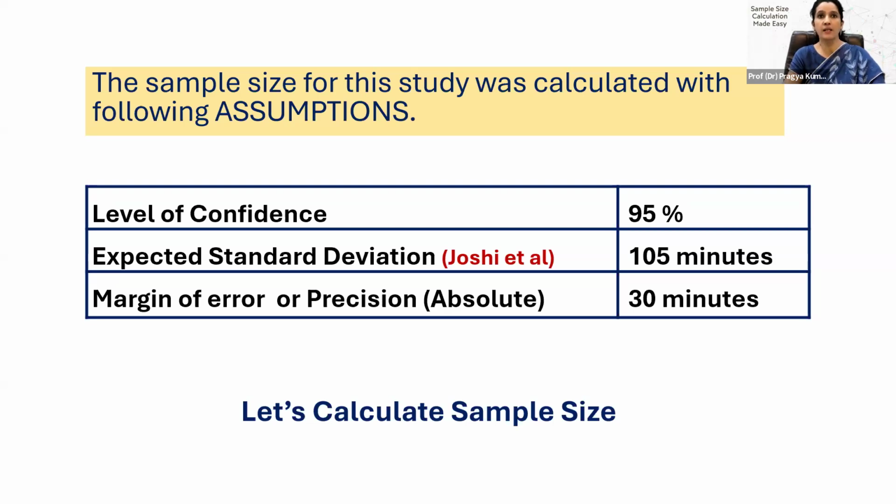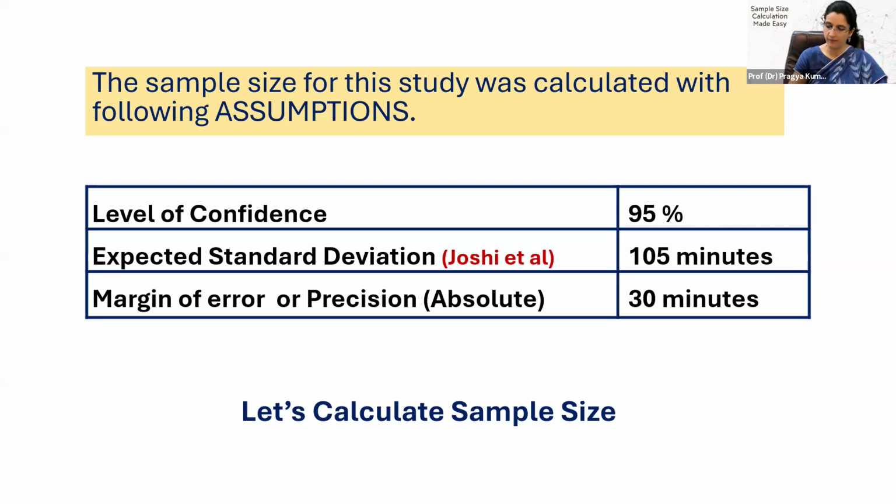Now, how to decide the margin of precision? Because here you don't have a percent. Like in case of a proportion, what did we used to do? We used to take 5% as the absolute margin of error. And in case of a relative margin, we used to take from 5 to 20%. But here you have to take it from your clinical judgment. So let's say I expect that 30 minutes should be my margin of error. So now let's calculate the sample size. The value 105 minutes is the expected standard deviation, and 30 minutes is the margin of error.